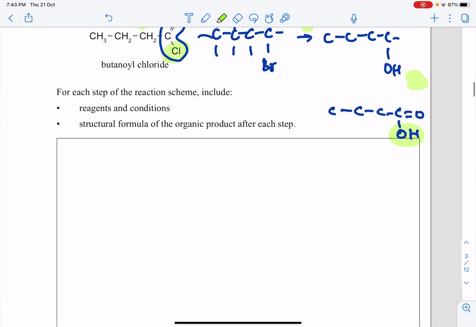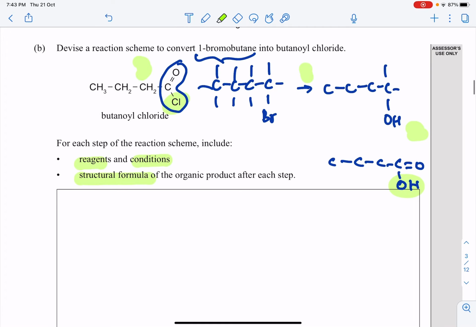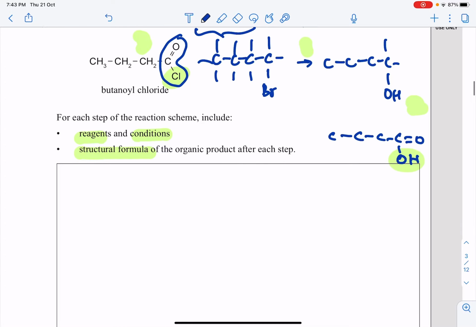Okay, so let's focus on the reagent, condition, and the structure formula for each step, starting from 1-bromobutane. Okay, so your answer can be pretty straightforward.